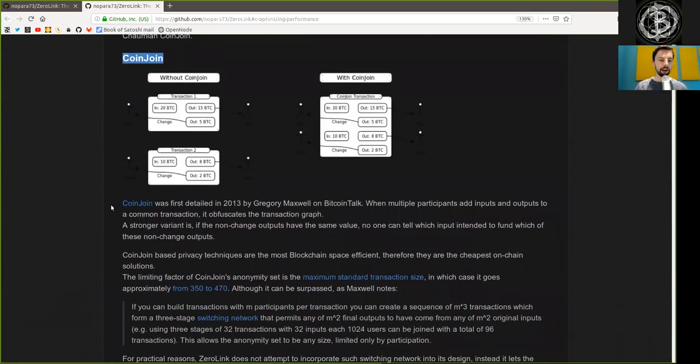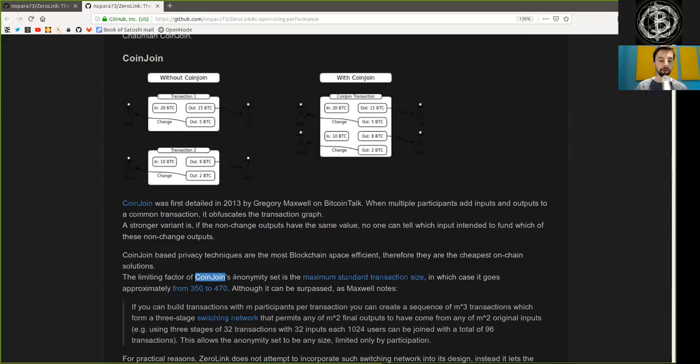CoinJoin. A CoinJoin was first detailed in 2013 by Gregory Maxwell on Bitcoin Talk. When multiple participants add inputs and outputs to a common transaction, it obfuscates the transaction graph. A stronger variant is, if the non-change outputs have the same value, no one can tell which input intended to fund which of those non-change outputs. CoinJoin-based privacy techniques are the most blockchain space efficient. Therefore, they are the cheapest on-chain solutions.